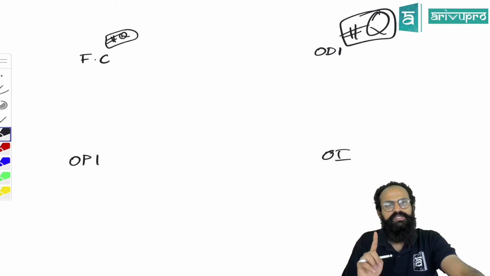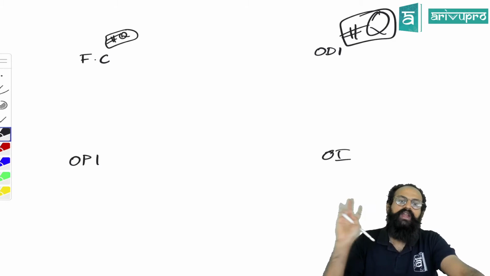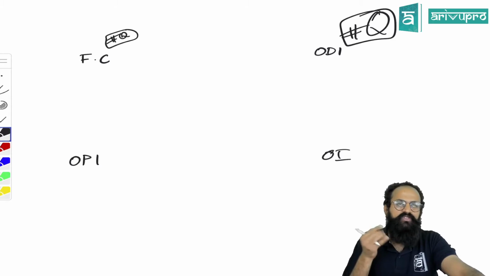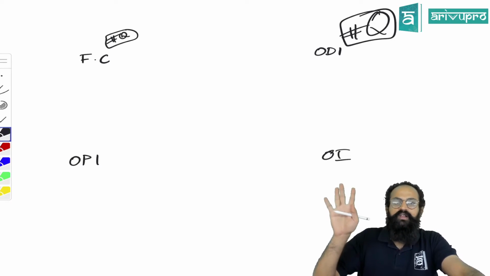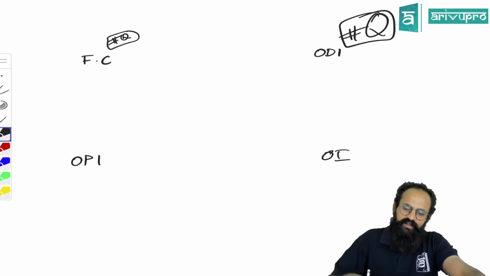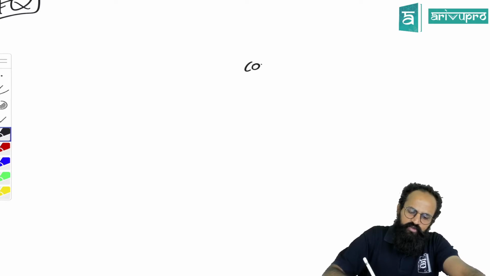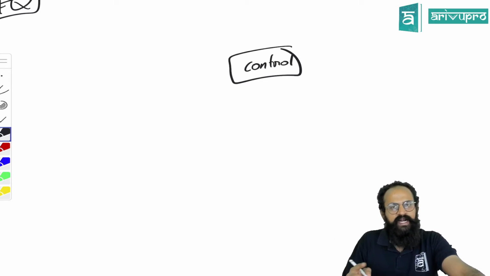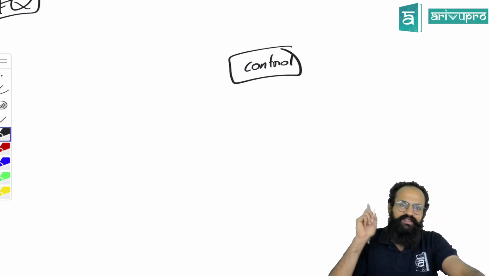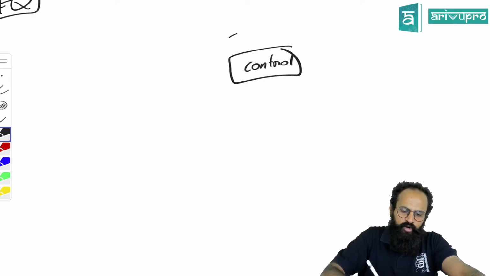But if a single question is asked, they'll ask you either ODI or FC. OPI and OI are very less likely. But if they're asking one-marker questions, then they can ask you OI also, OPI also. So these four are important. The fifth definition you need to know is control. For now, there is one more, debt instruments, I'll tell you that also. These five are very, very important. Control is also important. Mark a Q here.